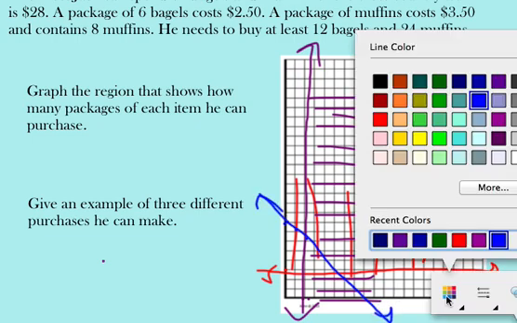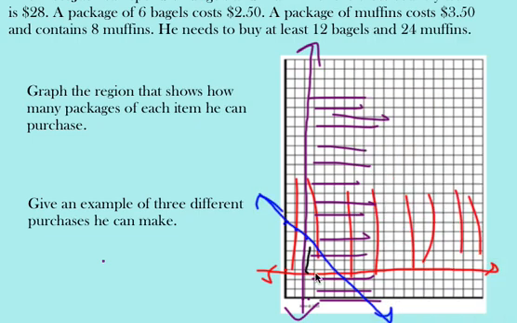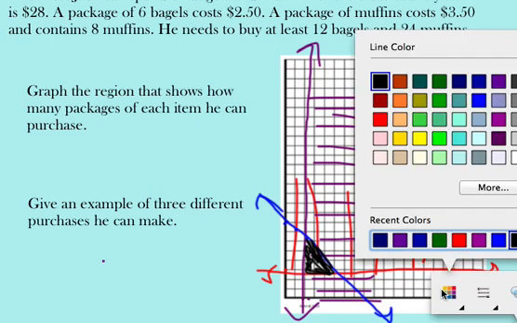So our overlapping region is this region. This little triangle right here represents our number of solutions. Now it says to give an example of 3 different purchases he could make. I'll give you one and then I want you to find 2 more.